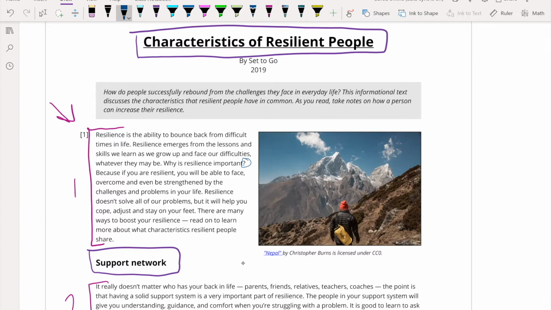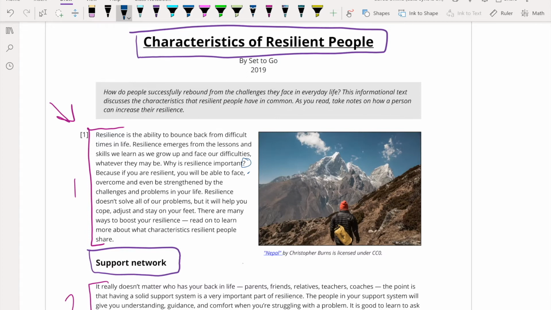Because if you are resilient, you will be able to face, overcome, and even be strengthened by the challenges and problems in your life. Resilience doesn't solve all our problems, but it will help you cope, adjust, and stay on your feet. There are many ways to boost your resilience. Read on to learn more about the characteristics resilient people share.